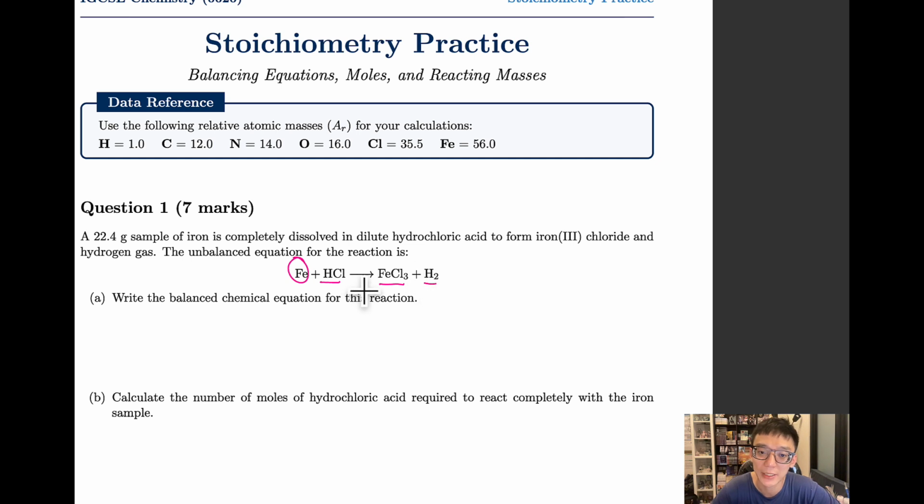This is the unbalanced reaction, meaning that the atoms on the left side and on the right side are not yet equal. And in order for us to do a stoichiometry calculation, we must ensure that the atoms on both the left side and the right side are equal. So in this case, we have to carefully consider this.